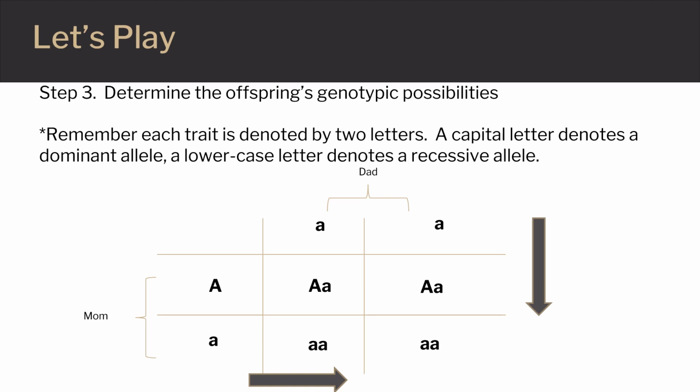Remember, one allele comes from mom and the other from dad, and which one they end up donating is up to chance. Usually, we write the capital letter, if there is one, first. In this case, it turns out that the 2 top boxes will have letter combinations of capital A, lowercase a, and the 2 bottom boxes will result in 2 lowercase a's.